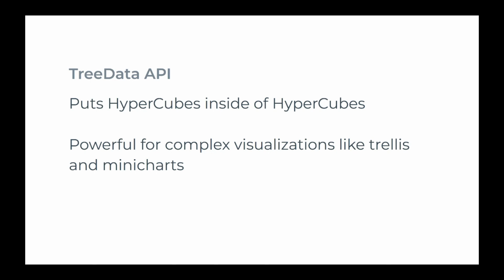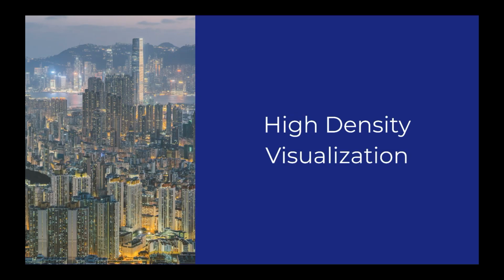The Tree Data API models data in a more effective way for charts by forming the data into a nested tree. It essentially puts hypercubes inside of other hypercubes. With this format, you can use the Qlik engine to build much more complex visualizations like trellis charts or mini charts that don't fit well in a flat table structure. In Knarr, all of our charts use the Tree Data API, and that allows us to deliver high-density data visualization.